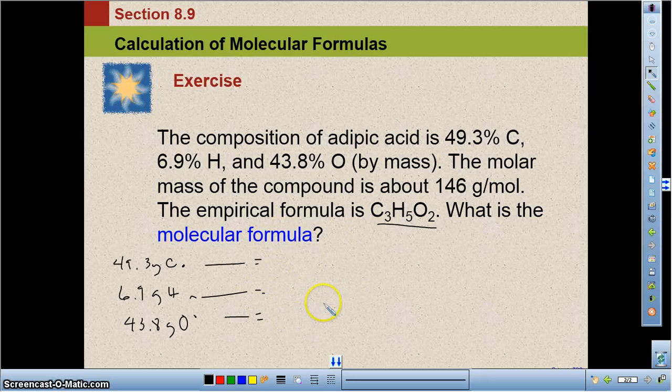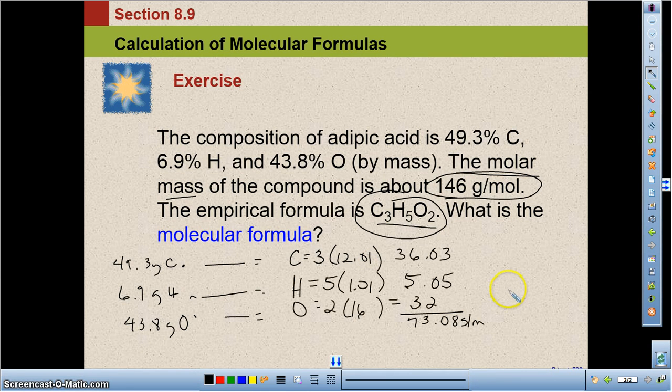When they've already done that for you and told you the empirical formula is C3H5O2, in order to find the molecular formula, all we have to know is the mass of the empirical formula, and here's that piece of information that they gave us: the molar mass, or the molecular mass, is 146 grams per mole. So what we're going to do is calculate the empirical mass of C3H5O2, just like we've always done. Through the wonders of modern technology, we have 73.08 grams per mole.